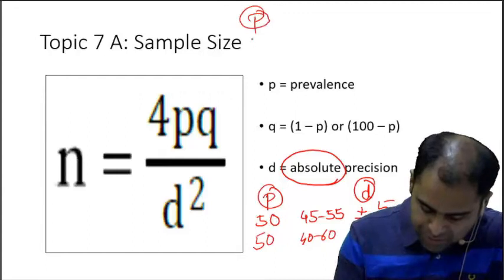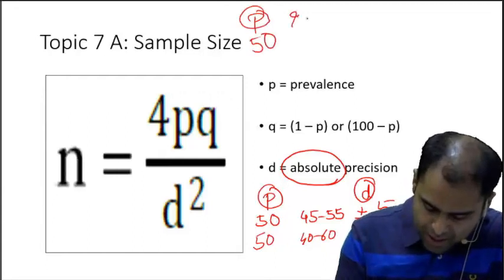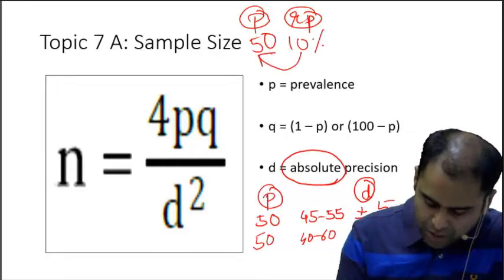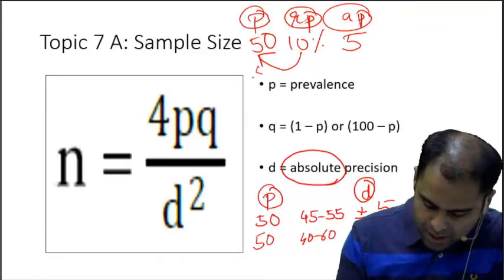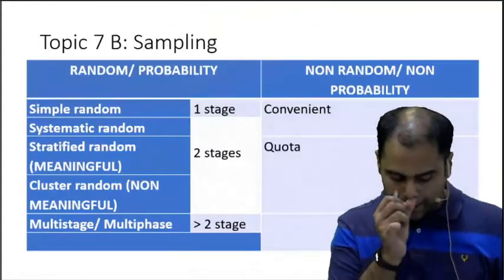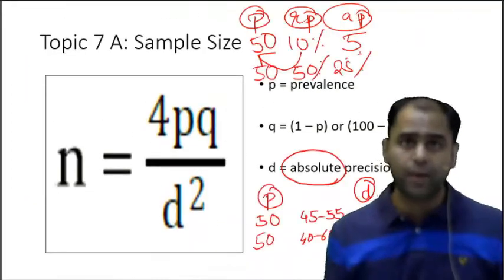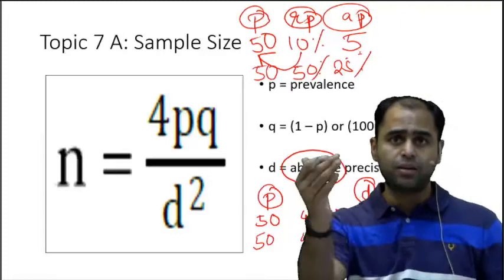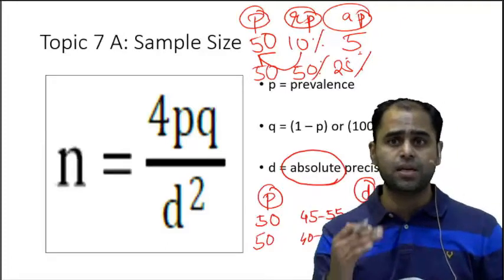Suppose the P is 50 and they give relative precision as 10. It is 10% of 50. So absolute precision will be 5. Similarly, if they give 50 over here and this is 50%, this will be 25%. This will be 25%. So these are the tricks which the examiner plays with us in this topic.